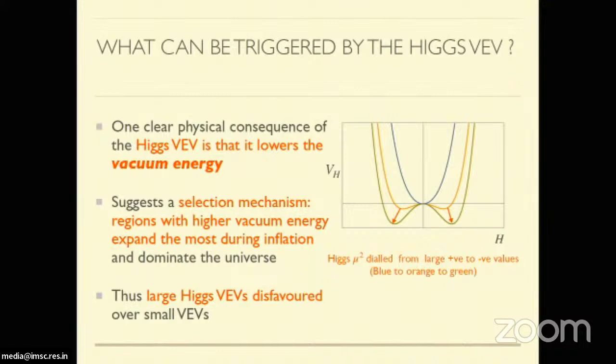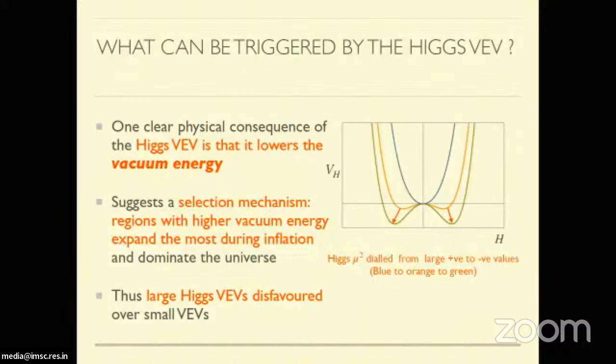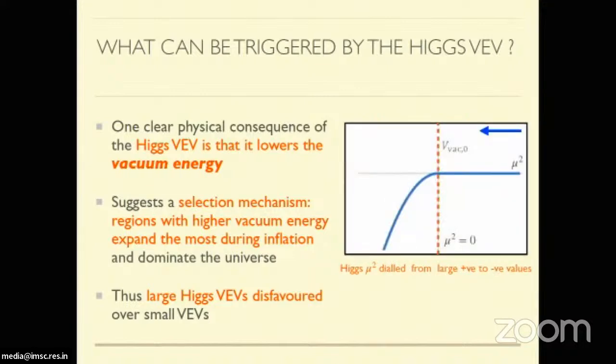So now if I plot this, I get something like this. If mu squared is positive, the Higgs vacuum energy doesn't change at all. It's constant, it's at 0 classically. And then when mu squared starts decreasing, if you go back, the Higgs vev becomes deeper and deeper. So that tells me that the Higgs vacuum energy does something special around mu squared equal to 0. Once it gets a vev, the Higgs vacuum energy behaves in a very different way. It keeps going down monotonically. So this suggests a selection mechanism.